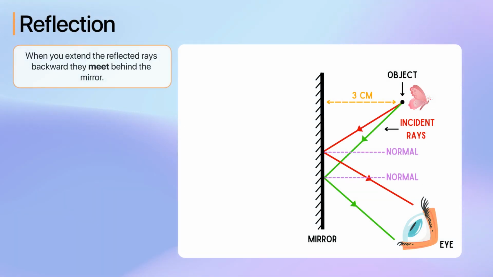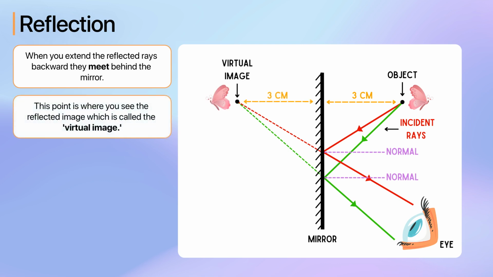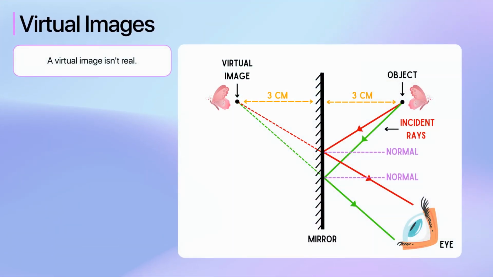When you extend the reflected rays backward with dashed lines, something interesting happens. They appear to meet behind the mirror. This point, where you see the object's reflection, is referred to as the virtual image. A virtual image isn't real. The light rays don't actually meet there, but it looks as if they come from behind a mirror.